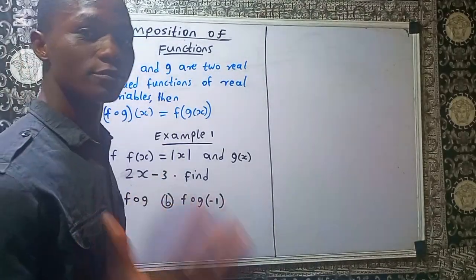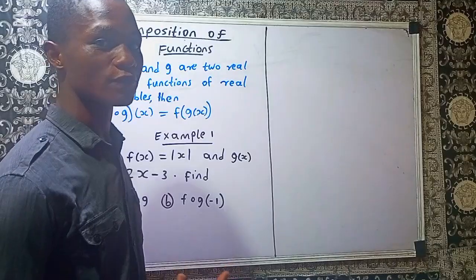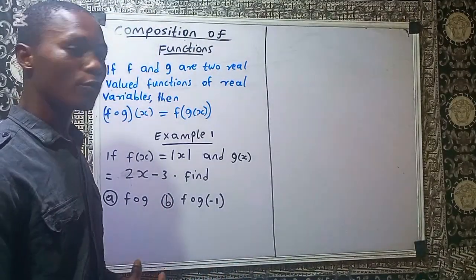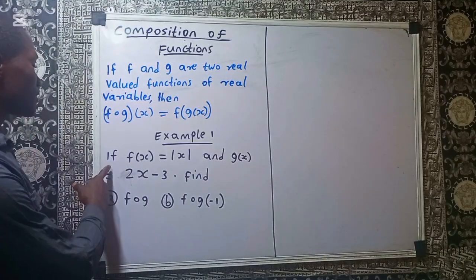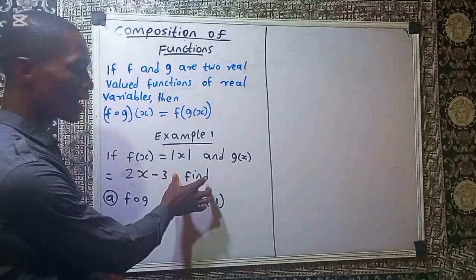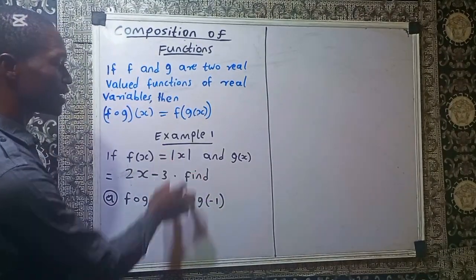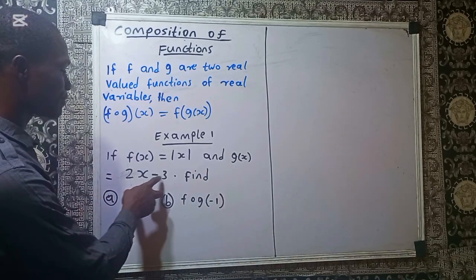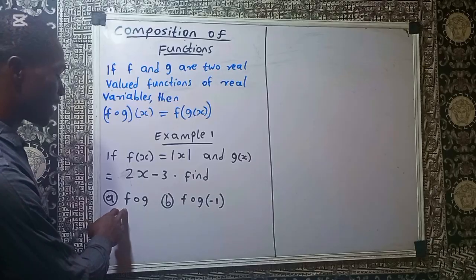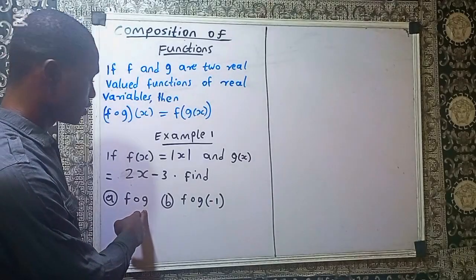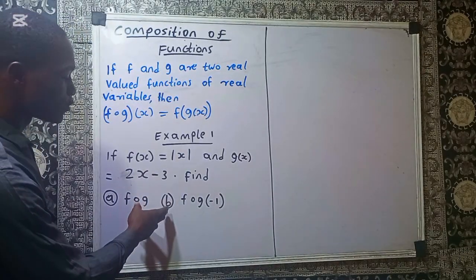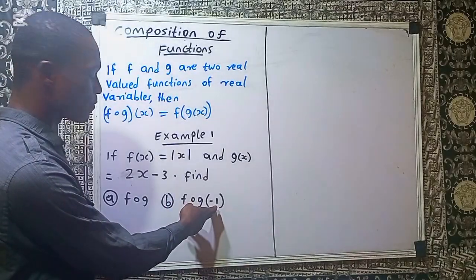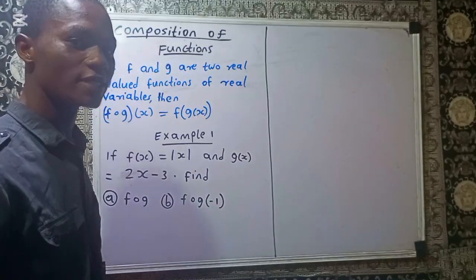With this definition of composition of two or more functions, we will look at this example 1. In this example 1, they said if f of x is the absolute value function, that's absolute value of x, and g of x is this polynomial function 2x minus 3, we have to find f composition g. And the second one, we have to find f composition g when x is minus 1.